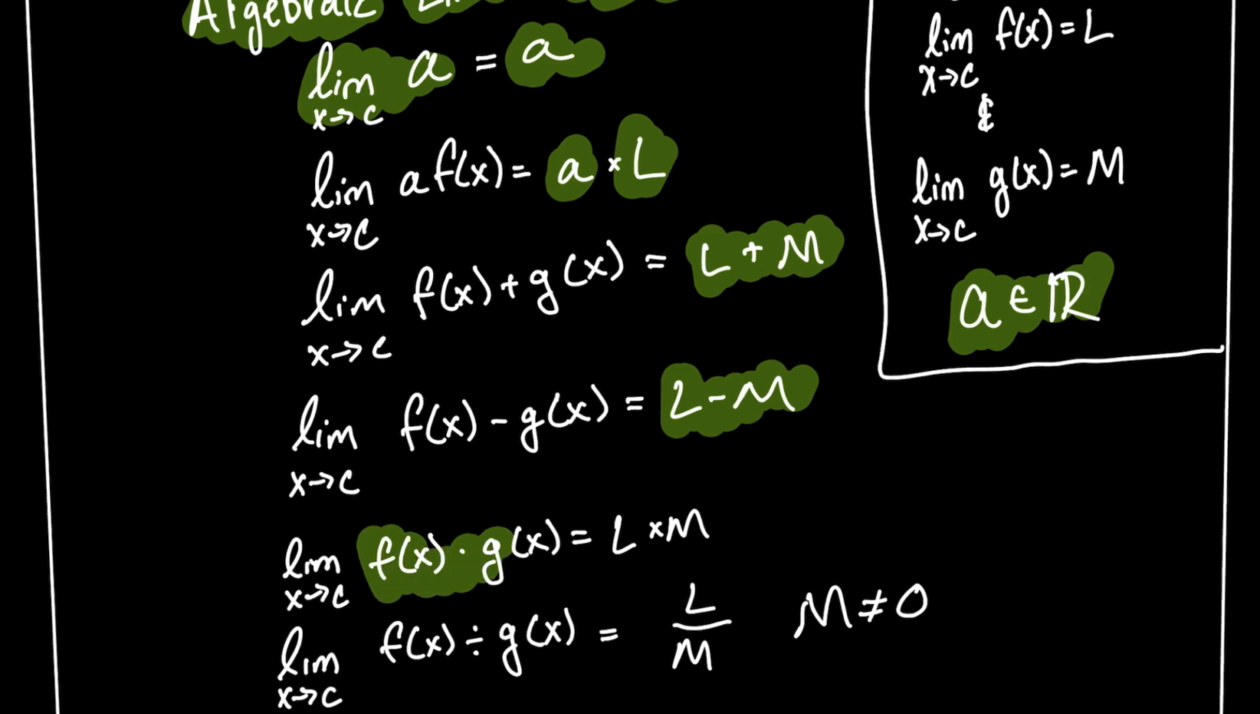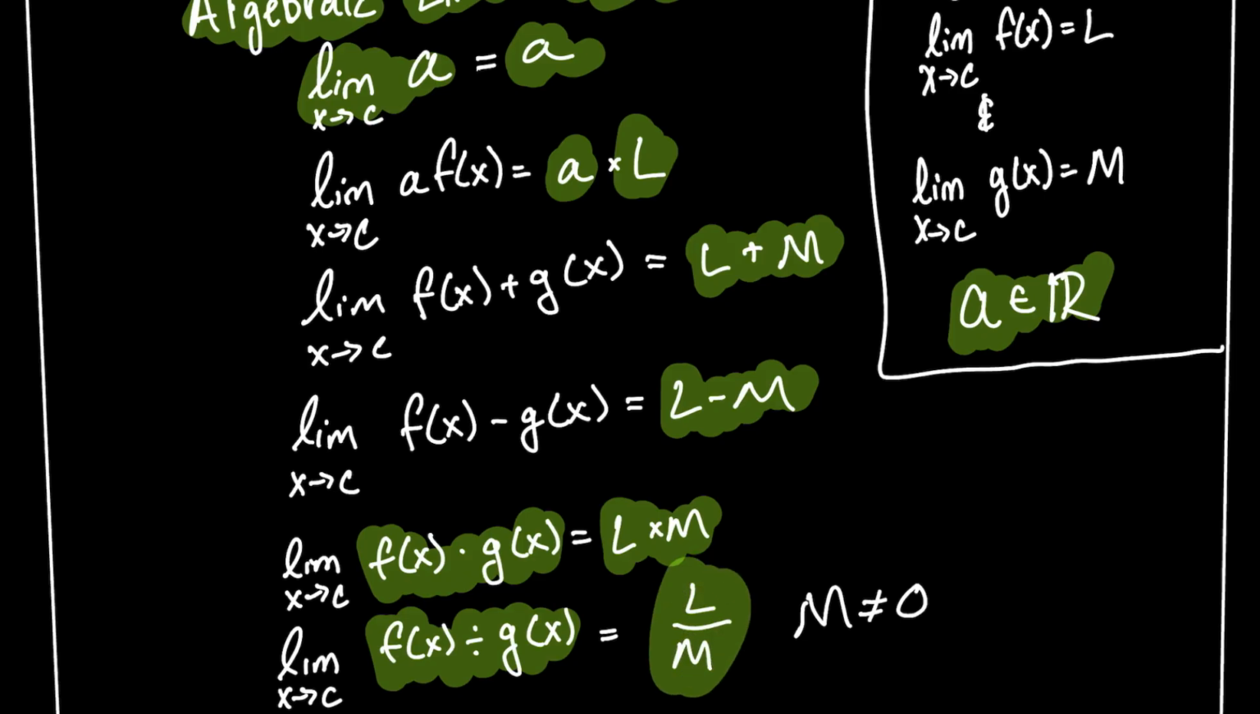If two functions are being multiplied, we can take the limits individually and then just multiply the limits. Lastly, we can also do division of the limits individually and then divide the limits after. Granted, the denominator limit m cannot equal 0.